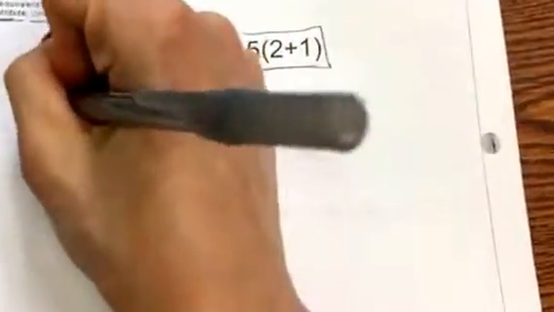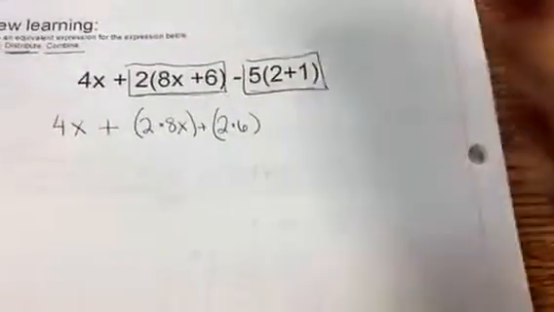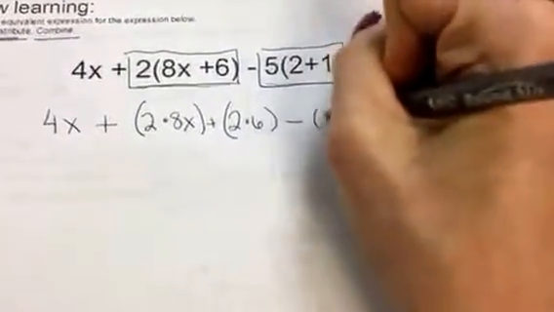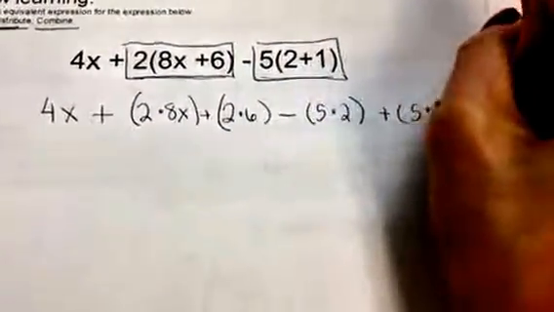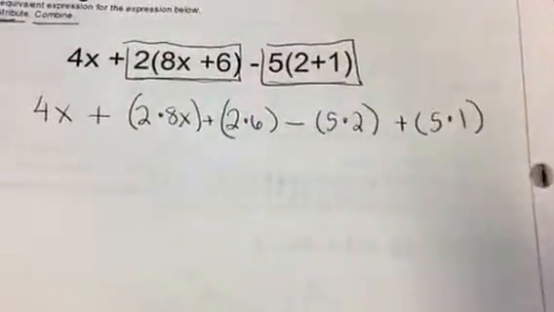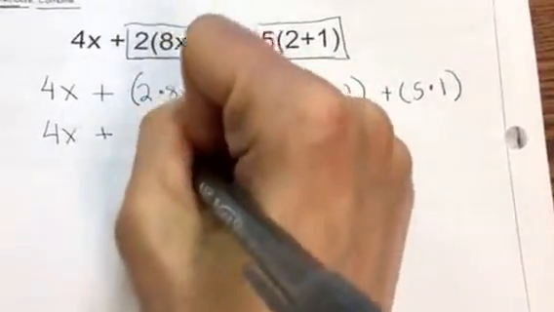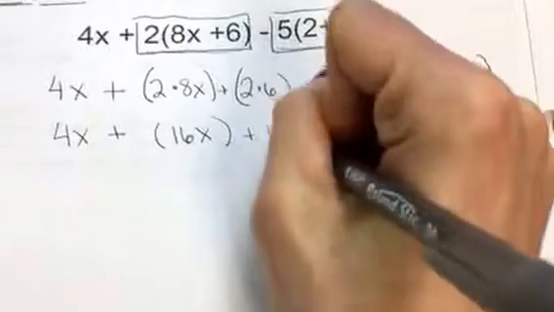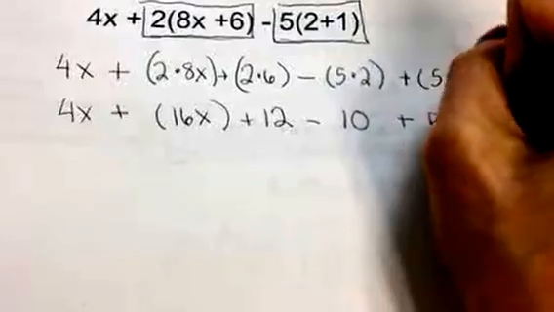So now what I'm going to have is 4x plus 2 times 8x plus 2 times 6. And remember, again, I got that because I'm using the distributive property. Minus 5 times 2 plus 5 times 1. So I'll go ahead and simplify that expression now. I have 4x plus 16x plus 12 minus 10 plus 5.